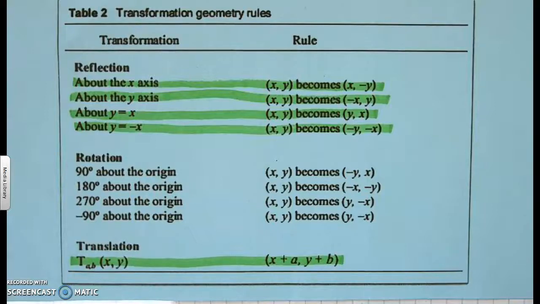So welcome back to part 2 of our transformation geometry rules. Our focus for this part is on rotation. So the first rotation we're going to do is the 90-degree rotation about the origin that has the rule (x, y) becomes (negative y, x).